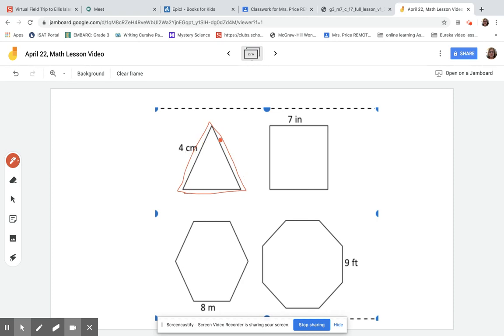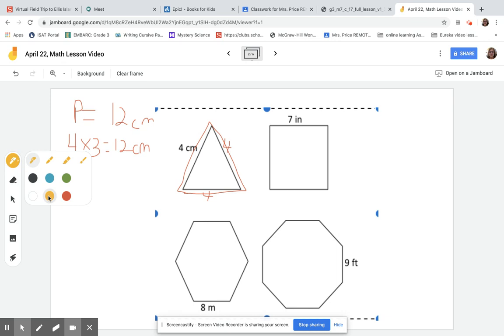So if you have a shape that has missing sides, the first thing you need to do is label all of the missing sides. This one has the same measurement on each side, so it is pretty easy. We can do 4 times 3 equals 12 centimeters. The perimeter of this shape is 12 centimeters. The same with all of these shapes here.